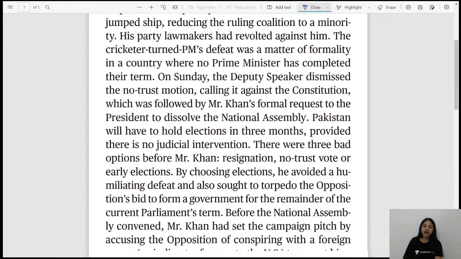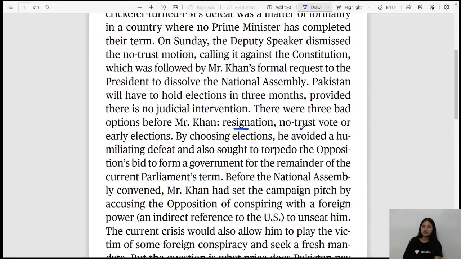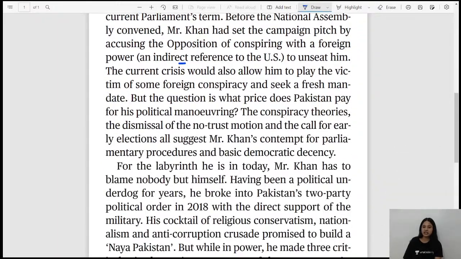There were 3 bad options before Mr. Khan: resignation, no trust vote, or early elections. By choosing elections, he avoided a humiliating defeat and also sought to torpedo the opposition's bid to form a government for the remainder of the current parliament's term. Before the National Assembly convened, Mr. Khan had set the campaign pitch by accusing the opposition of conspiring with a foreign power, an indirect reference to the US, to unseat him. The current crisis would also allow him to play the victim of some foreign conspiracy and seek a fresh mandate. But the question is, what price does Pakistan pay for his political maneuvering? The conspiracy theories, the dismissal of the no trust motion, and the call for early elections all suggest Mr. Khan's contempt for parliamentary procedures and basic democratic decency.